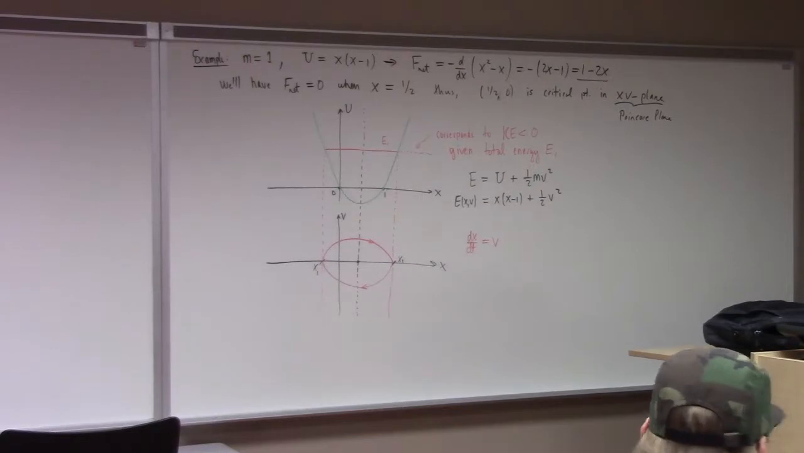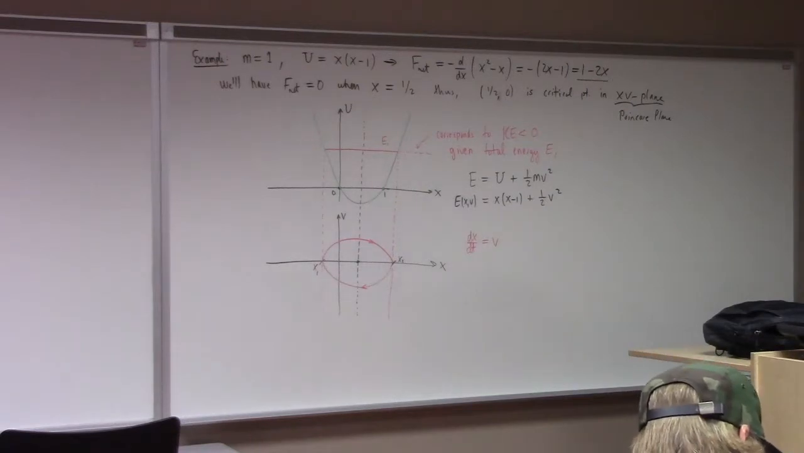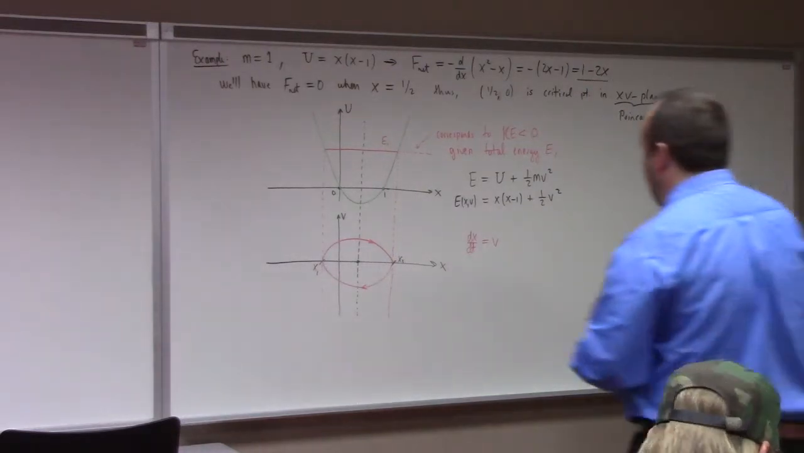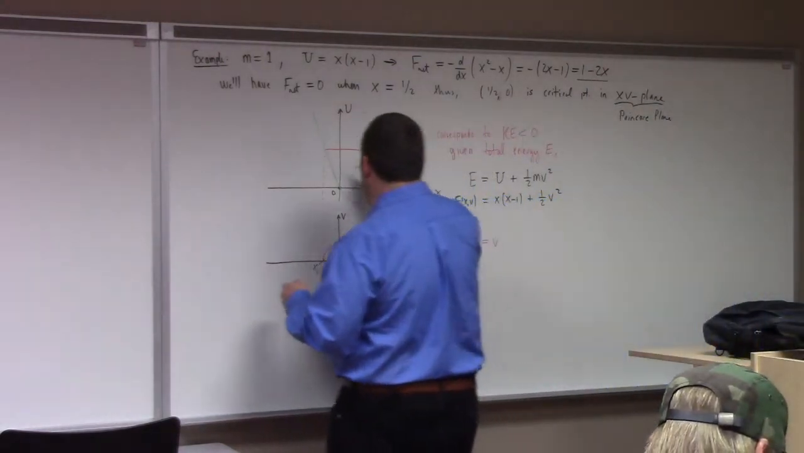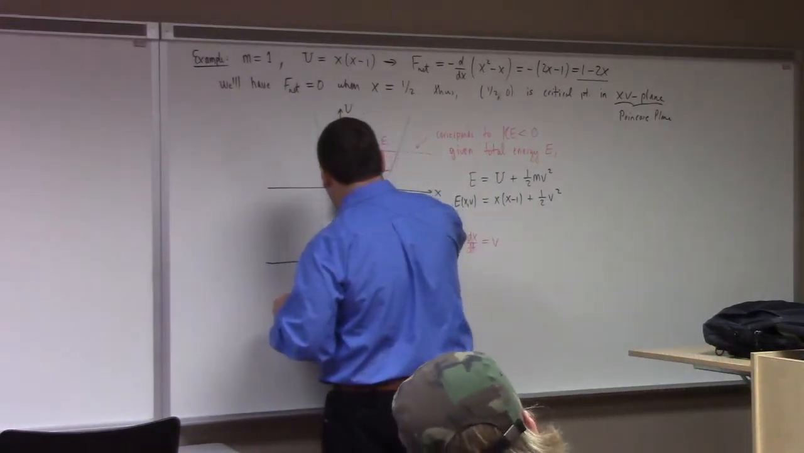So I introduced some terminology at the end of last class. You guys remember I talked about different kinds of critical points, stable, unstable, all that fun stuff. So this critical point, what would its nature be?